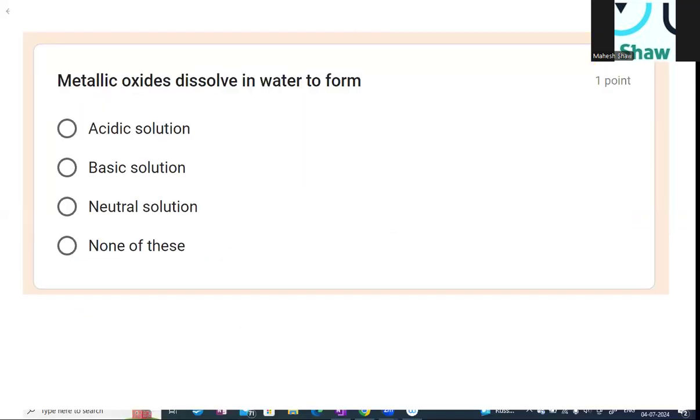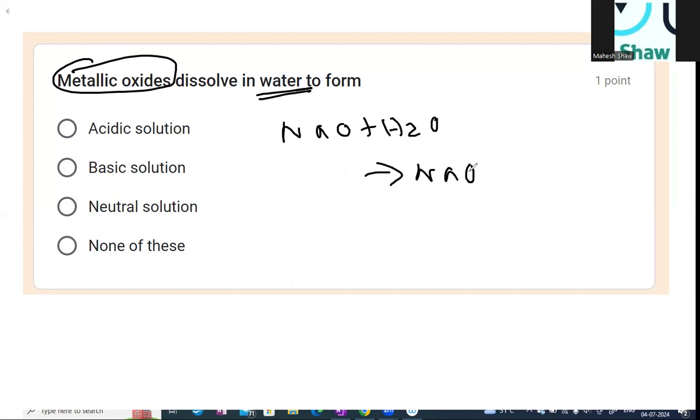Now we can discuss some MCQ questions based on what we have studied. The question here is: a metallic oxide when dissolved in water. As I told you, a metallic oxide, for example sodium oxide, when dissolved in water gives sodium hydroxide, which is clearly a base. So metallic oxides are basic in nature.